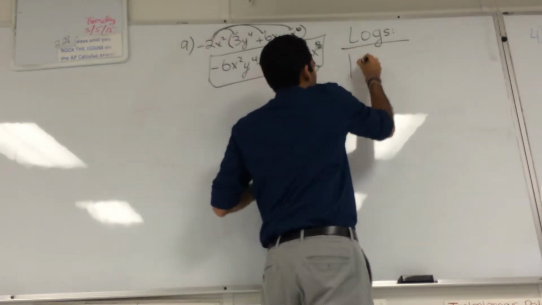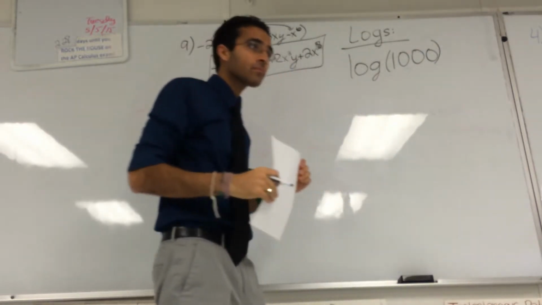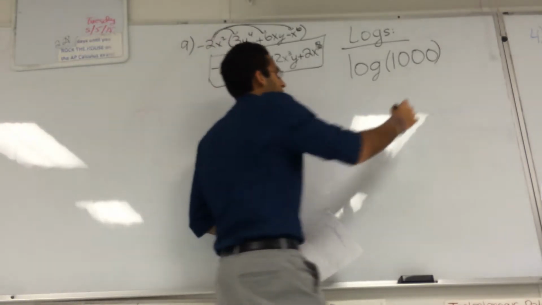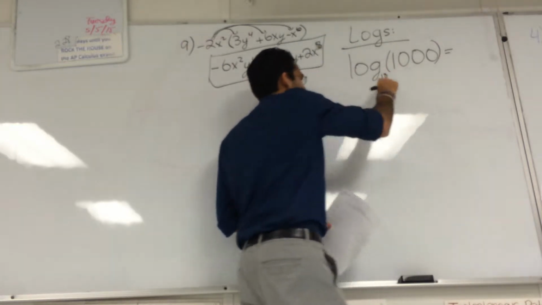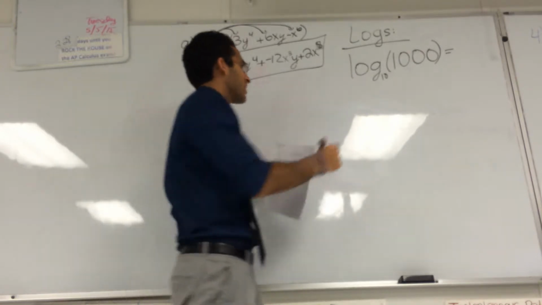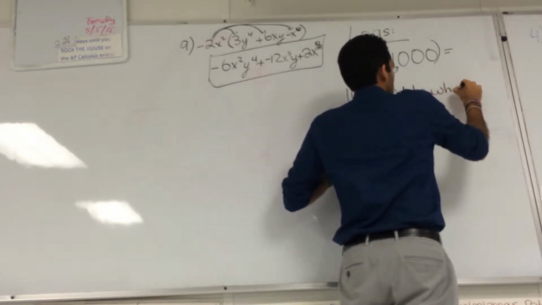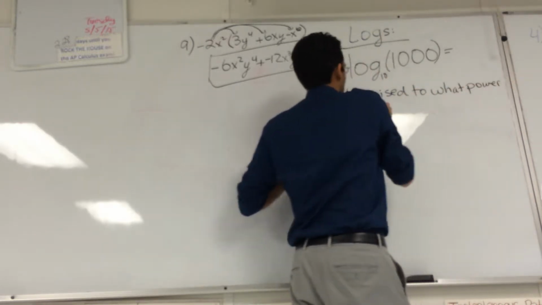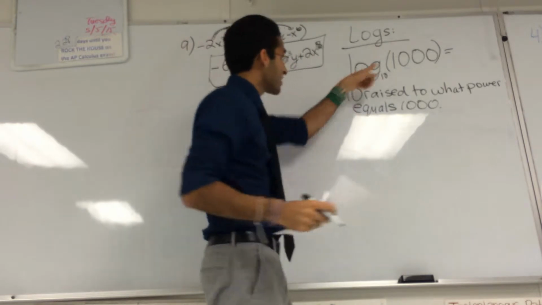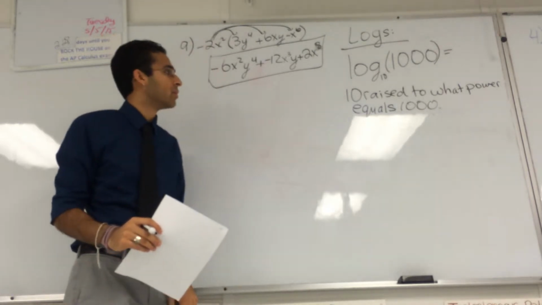So we say a log. Imagine I said log of 1,000. What we are saying here is the following. And let's say I put a base 10 here. I'll explain why it's not necessary in a second, but imagine I have that. In words, this is saying this: 10 raised to what power equals 1,000. This is what this means in words: 10 raised to what power equals 1,000.